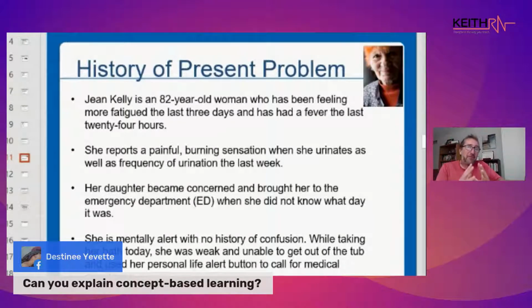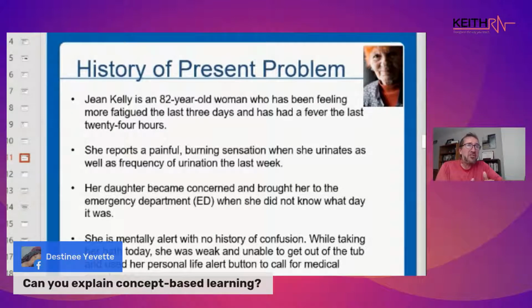And we're going to use Tanner's framework, which is what I use in my case studies: what are you noticing, and then what is the interpretation or the significance of the data? So let's go with our scenario. Jean Kelly is an 82-year-old woman who has been feeling more fatigued the last 3 days and has had a fever the last 24 hours. She reports a painful burning sensation when she urinates, as well as frequency of urination the last week.